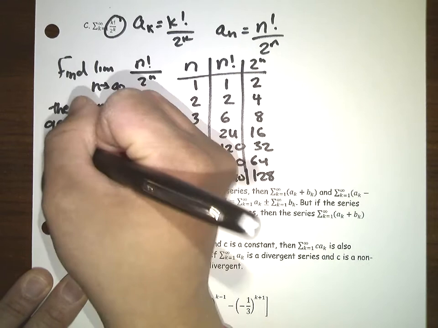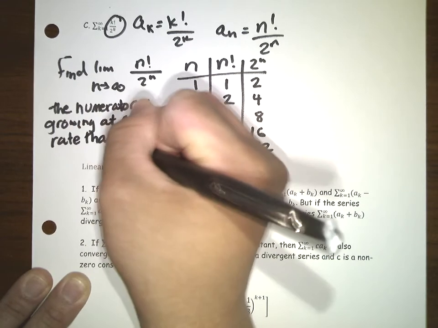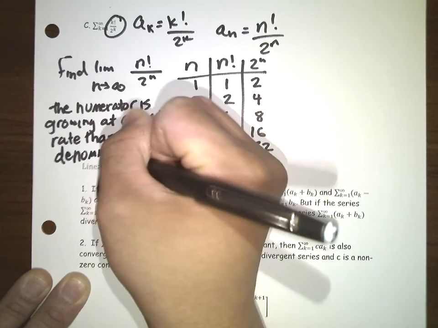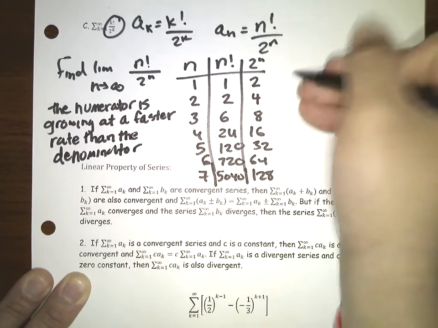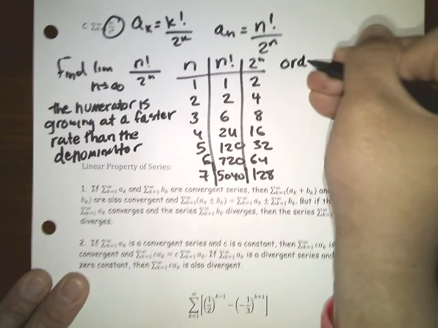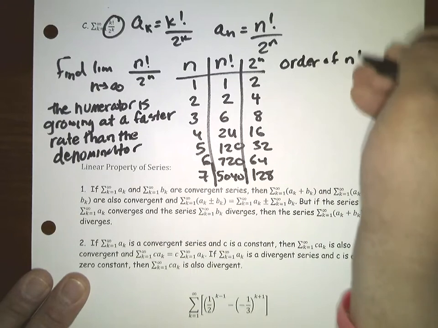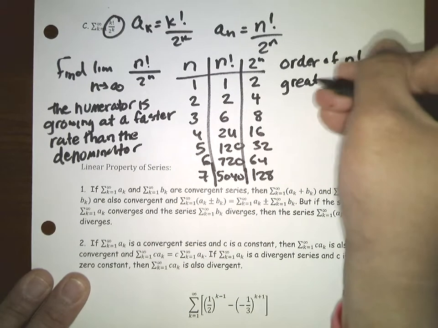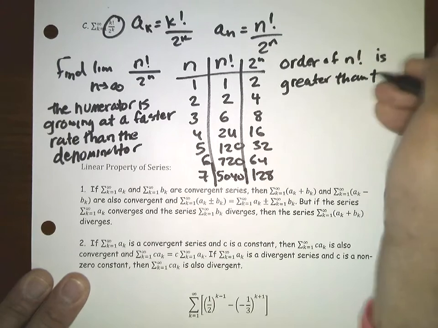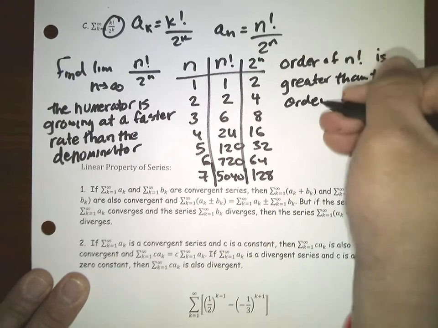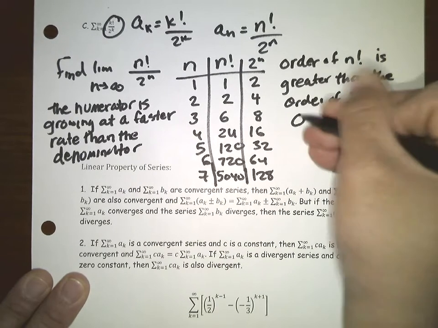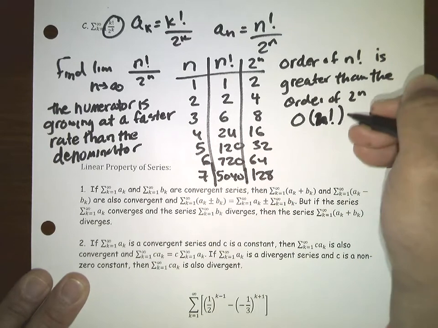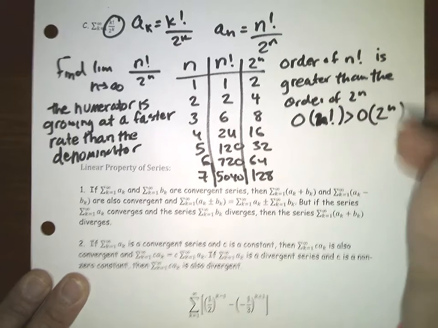But the numerator is growing at a faster rate than the denominator. So another way to say that is that the order of n factorial is greater than the order of 2 to the n, or O of n factorial is greater than O of 2 to the n.